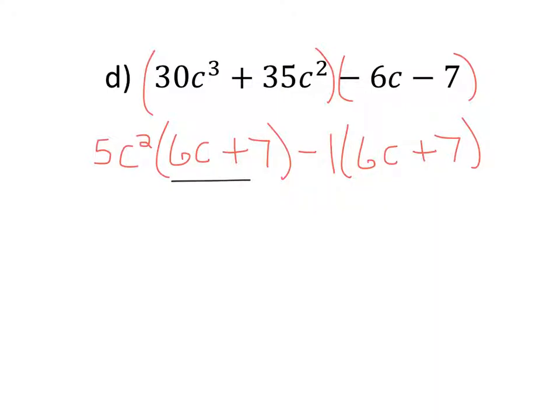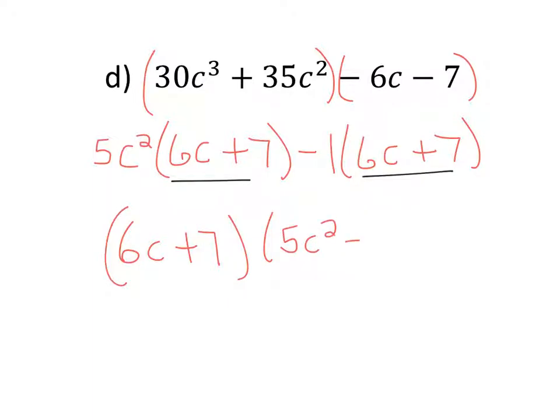You need to have a common binomial or common something, okay? If I had -6c minus 7, they wouldn't be in common. They have to be identical. So by pulling out that -1, it actually flips the sign for both terms. It's the additive inverse of that binomial, and it gives me what I need. So now my common binomial is 6c plus 7, and the leftovers are 5c squared minus 1.